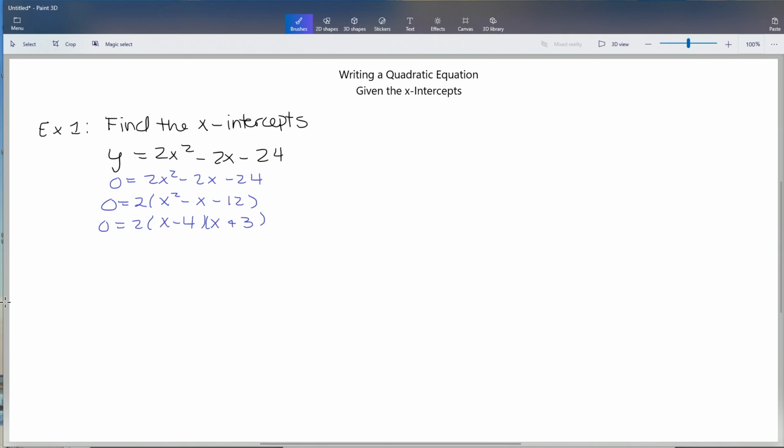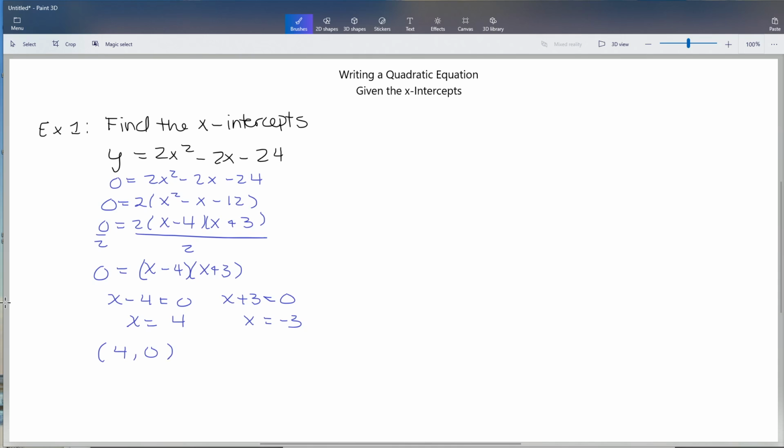Okay. Then I'm going to divide that 2 away from both sides. And now I can set each of my factors equal to 0. And I get two solutions, x equals 4 and x equals -3. And each one of them is an x-intercept, right? (4, 0) and (-3, 0).